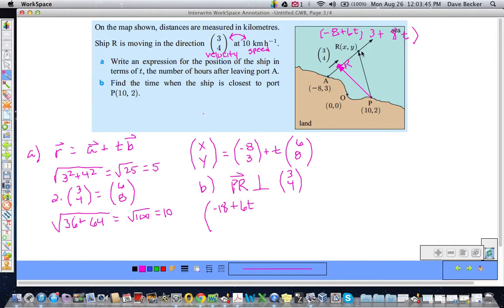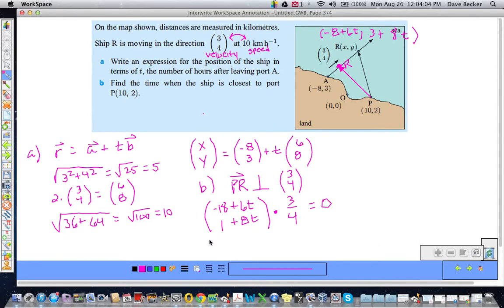And then what do we have? 3 plus 8t minus 2. So that's just going to be 1 plus 8t. Make sure I got that right. Yeah, okay. And we need the dot product with 3, 4 to be equal to 0.